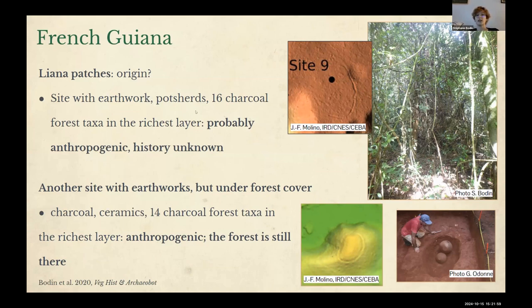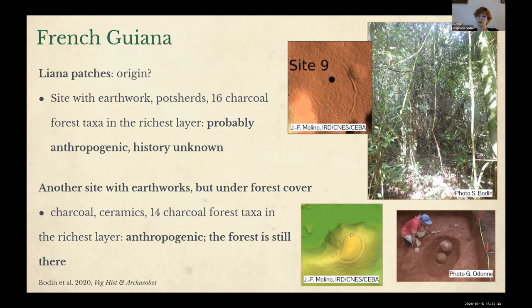So here we were suggesting, okay, this is probably anthropogenic because of the soil. We have also quite a lot of charcoal taxa in the richest layer, but what is the meaning? It was probably different from the sites that we supposed to be former slash and burn fields, because the characteristics were still different. And then we studied another site with earthwork. This was a hill surrounded by a ditch.